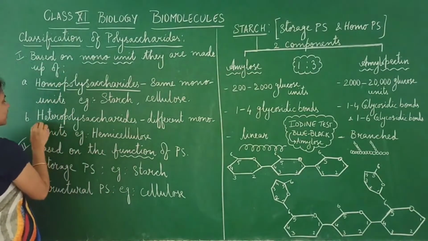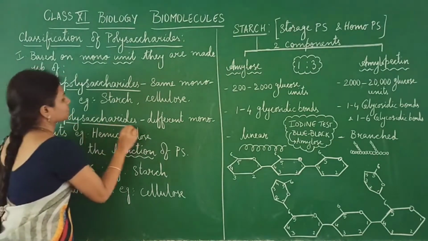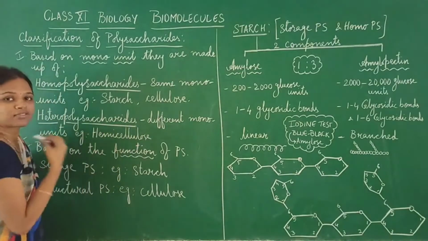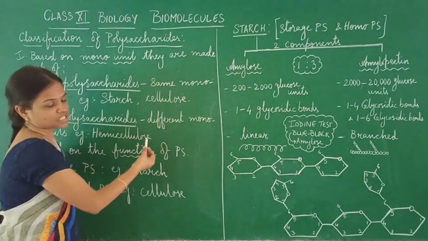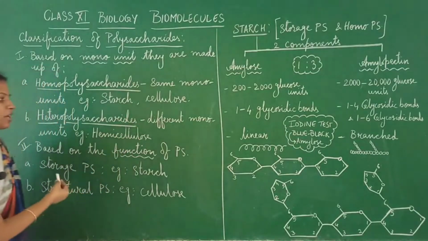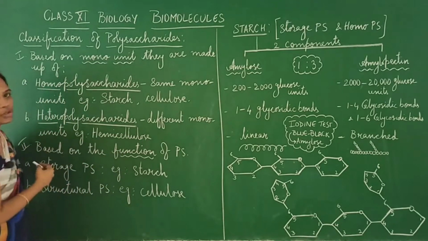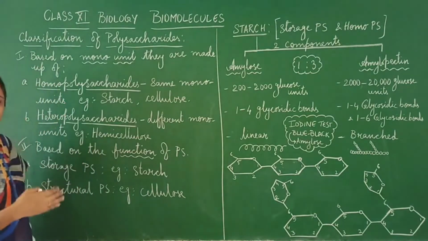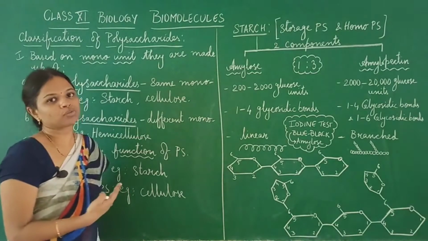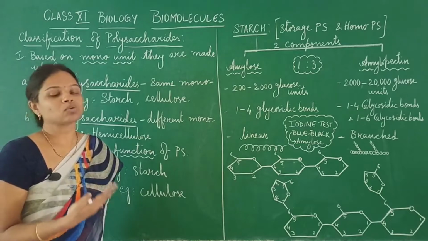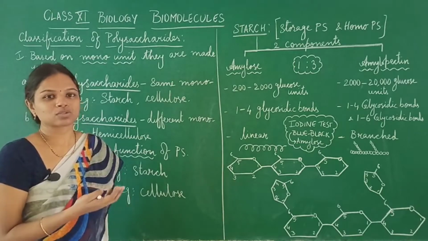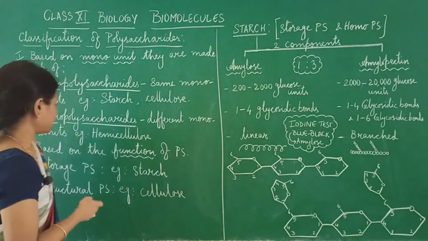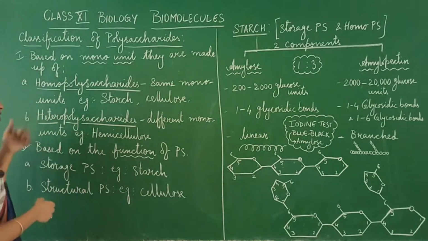Now, coming to the next one, heteropolysaccharide. The word hetero itself denotes that it is different. These polysaccharides are made up of different mono units. Like the example is hemicellulose. It is made up of different types of mono units like xylulose, arabinose, galactose, glucose and so on. Now, this is about the first classification.